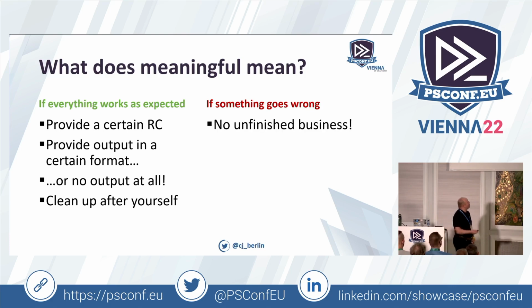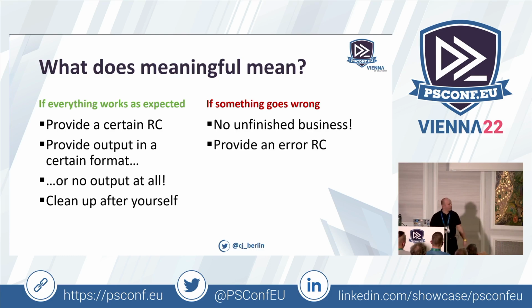If something does not go as expected, first order of business is to leave no unfinished business. Of course, if we're talking about early aborting, your hands are tied. You can't do very much there. But just because you can't do what you came here to do does not mean you need to leave unfinished operations. So roll everything back that you can roll back if you cannot roll forward all the way. Provide an error RC if the invoking system is expecting one.